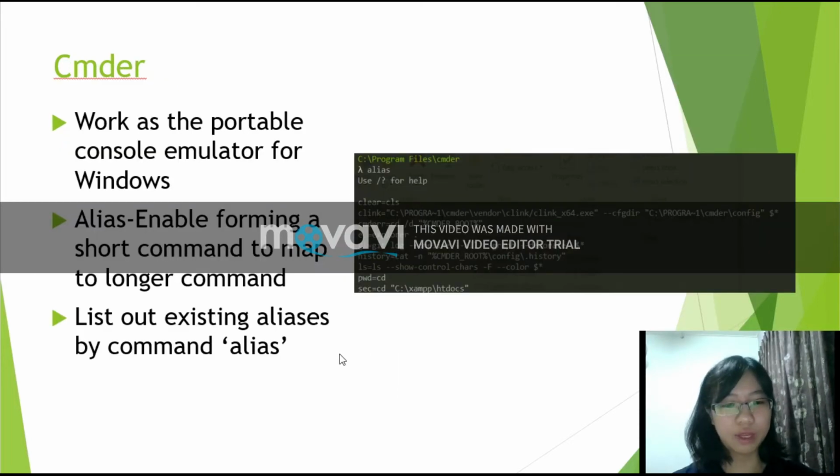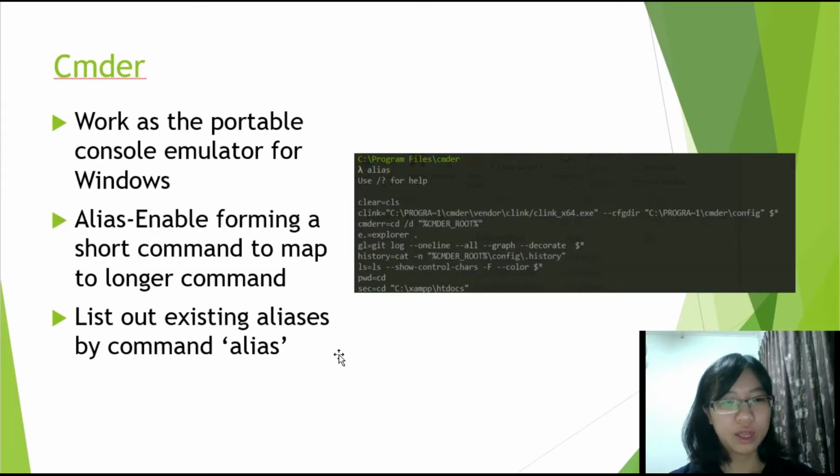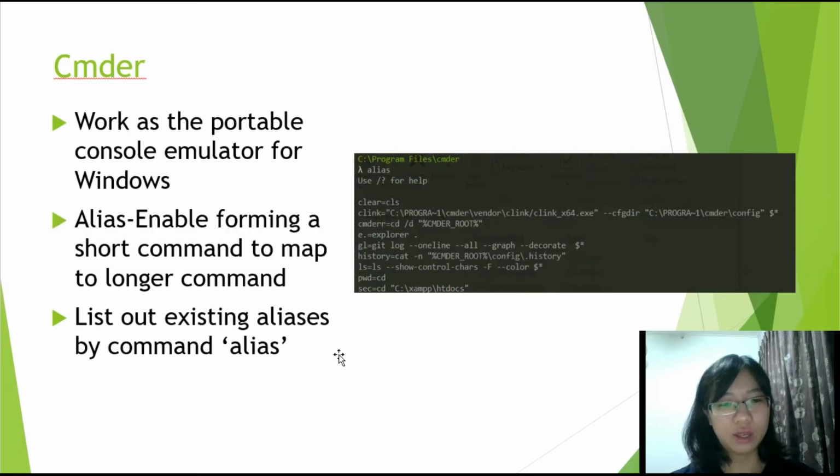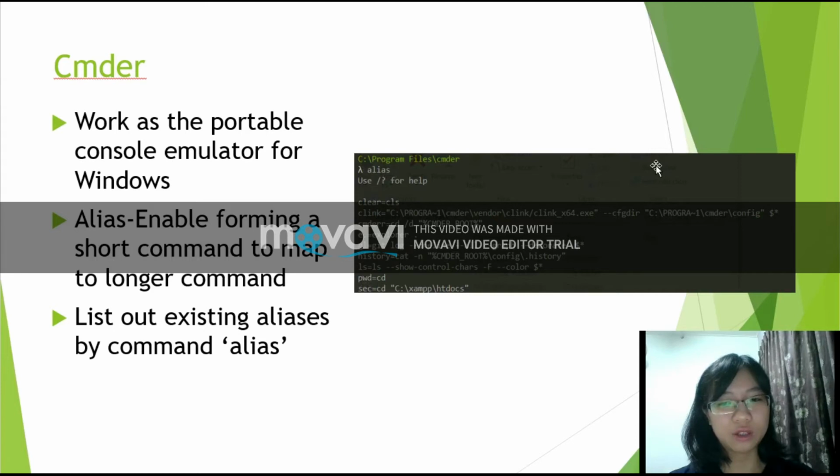Next is the Cmder. Cmder works as a portable console emulator for Windows. The alias is one of the main features of Cmder, which enables forming a short command to map to a longer command. Users can customize the command depending on their requirements. This feature is simple to use, increases productivity, and provides convenience. Moreover, to list out the existing aliases, users can type in the command alias and it will list out all the existing aliases.